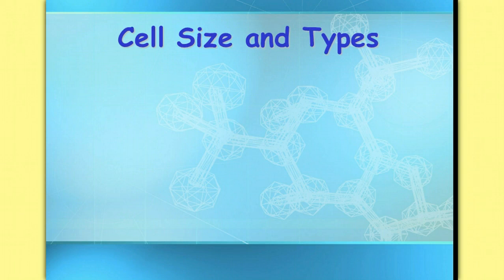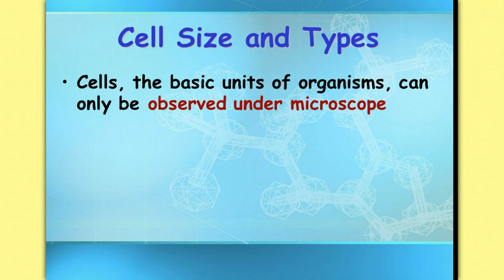Hey everybody, so we've just learned all about the cell theory and all of our discoveries about cells. And we learned that we wouldn't have known anything about cells or how they even existed without the development of the microscope. Now, cells, we know, are the basic units of organisms, and they can only be observed underneath the microscope. They are too small to be seen with the naked eye.